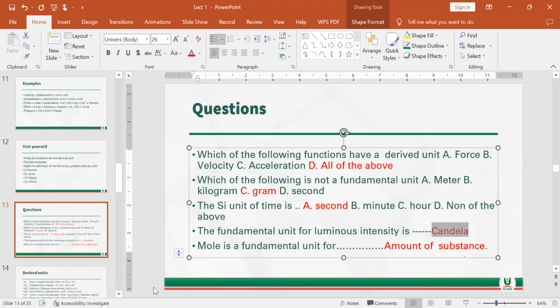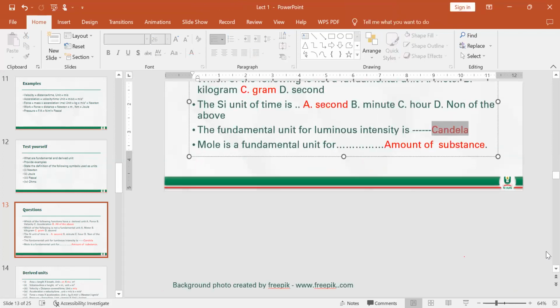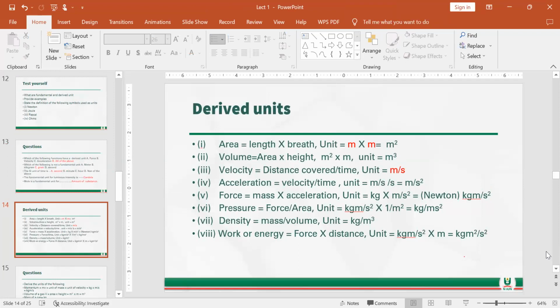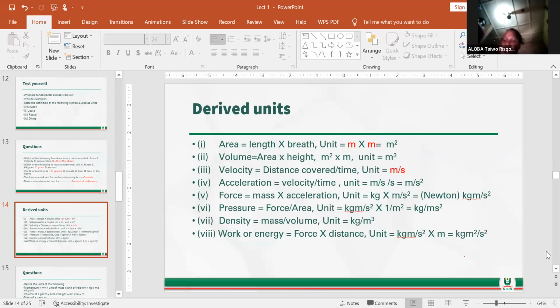We shall also always test ourselves to see our understanding. Maybe we will try to look for some questions and test. So, derived units. Another example, as we have seen: area is the same thing as length times breadth. The unit of length is meter, the unit of breadth is meter, so it's meter squared. Volume is area times the height, which is meter squared times meter, and that gives you meters cubed.